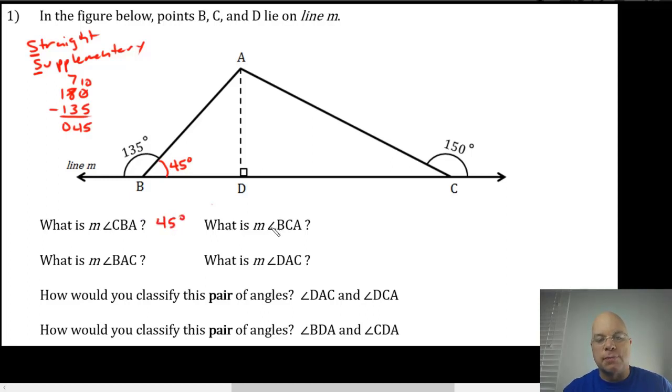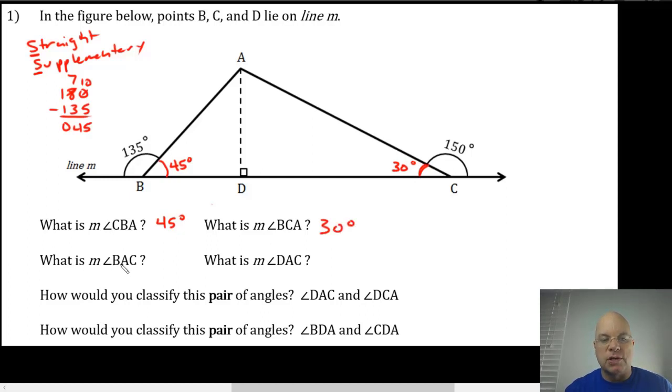Next question asks, what is the measure of angle BCA? Now that's B to C to A. C is the vertex, so now they're talking about this angle. And again, we have a pair of supplementary angles. 150 plus what equals 180? That one you can just do mental math. It's 30 degrees. So 30 degrees.